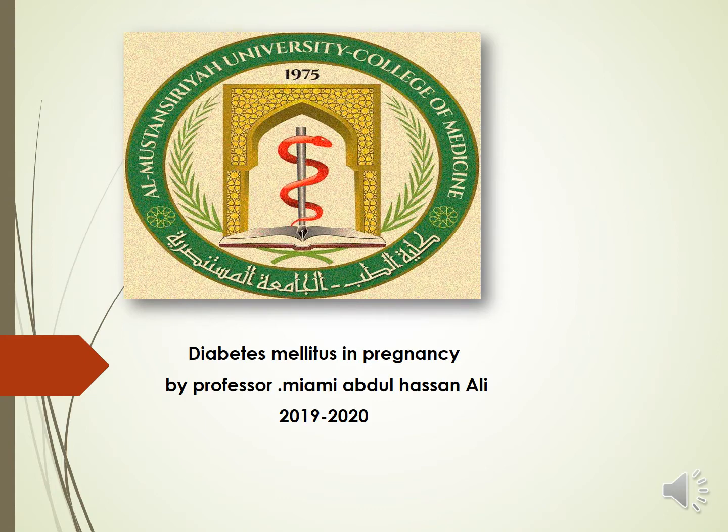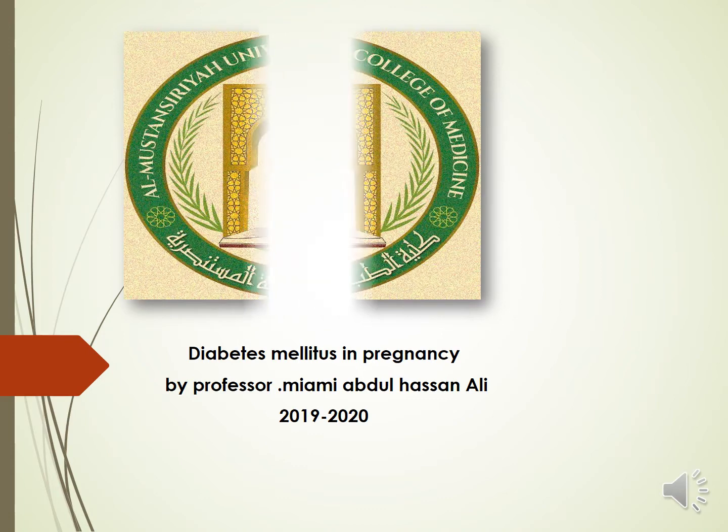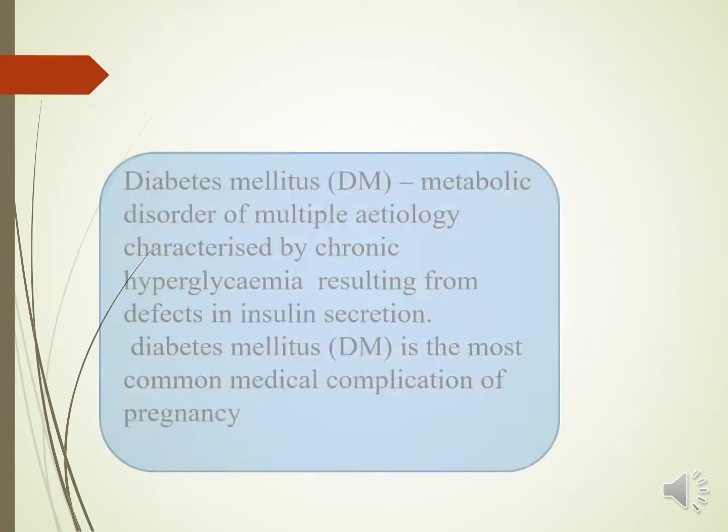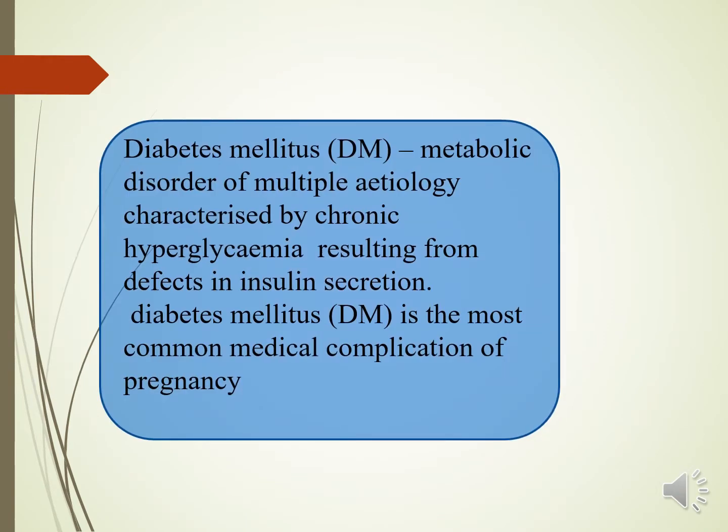Our lecture today is about diabetes mellitus in pregnancy. Diabetes mellitus is a metabolic disorder of multiple etiology characterized by chronic hyperglycemia resulting from a defect in insulin secretion. It is considered the most common medical complication that could affect pregnant patients.